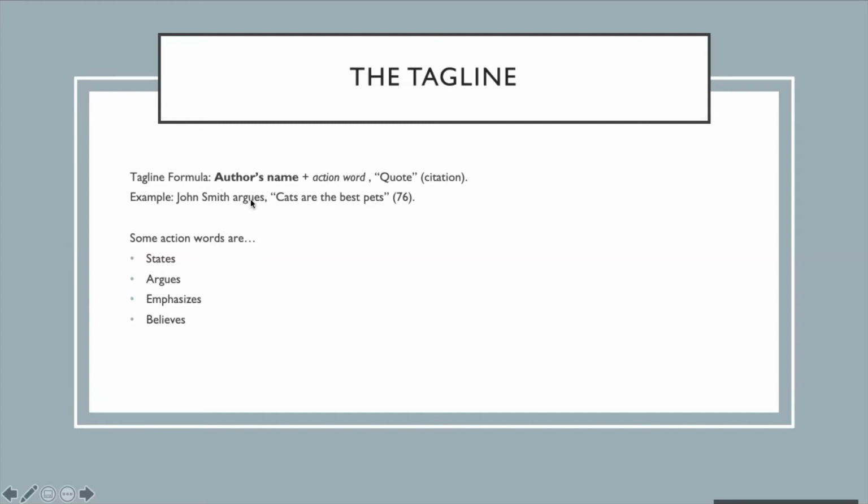Okay, action words. So as you can see here in the example, it says John Smith argues. Argues is an excellent action word. But if you have a longer paper, 5, 6, 7, I don't know, a 12-page paper, and every single time you bring in a quote, you say argues, your reader's going to get bored and probably not super thrilled. So spice it up a little bit. There's plenty of action words: states, argues, emphasizes, believes.